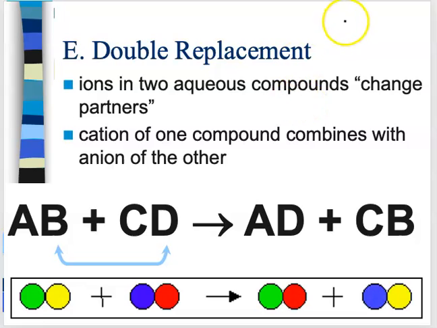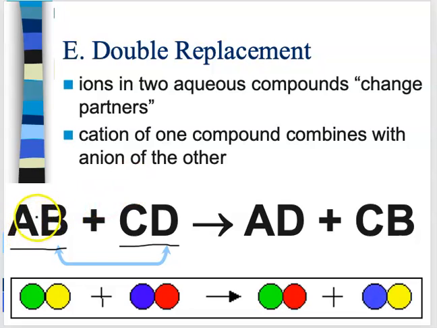All right, so double replacement reactions. You guys watched a couple of videos on those. Essentially, they are ionic compounds that are dissolved in water. So you start with two different ionic compounds. Here are A, B, and C, D representing two different ionic compounds.